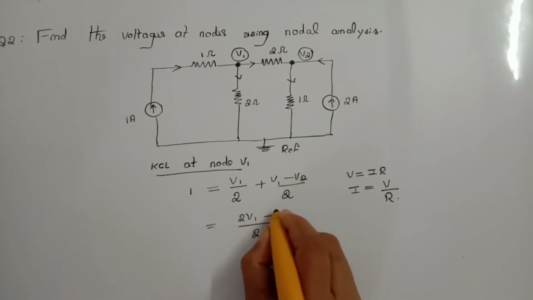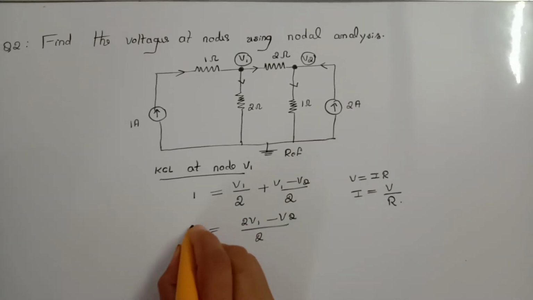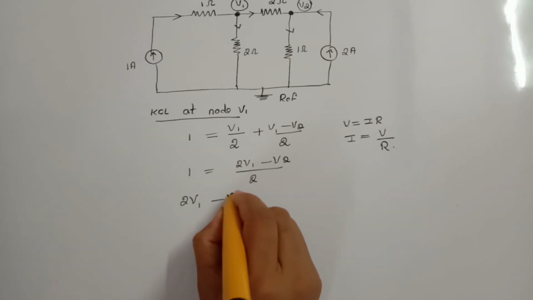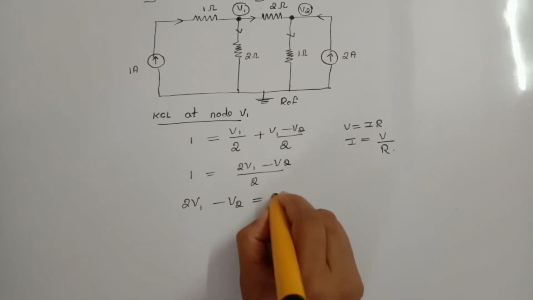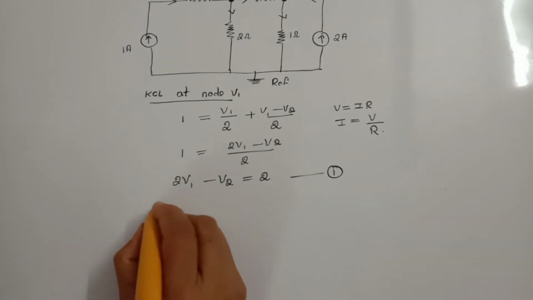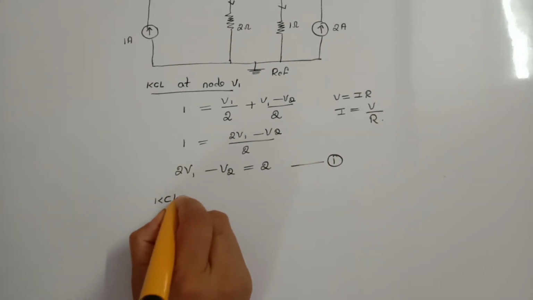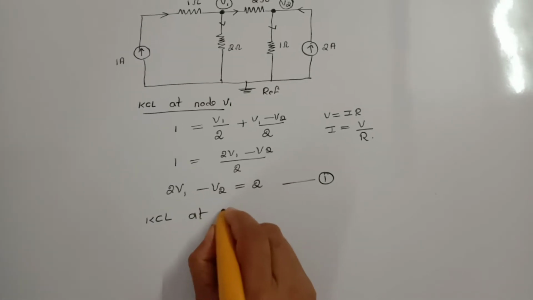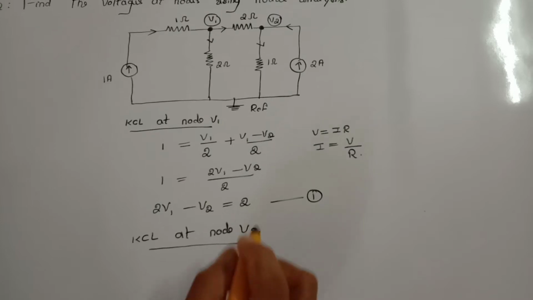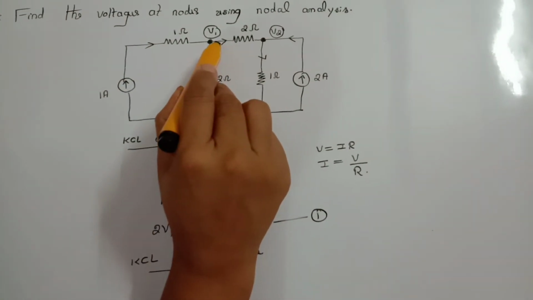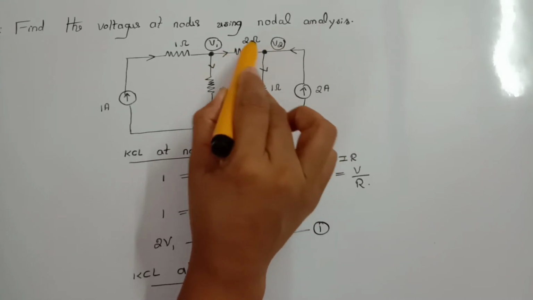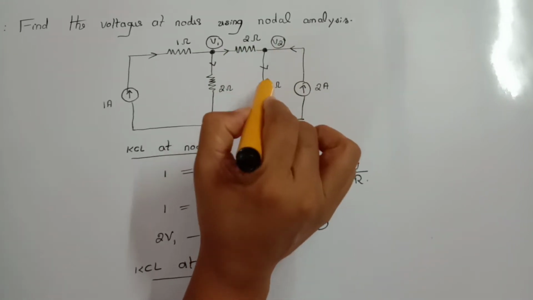2V1 minus V2 is equal to 1, or we can write this as 2V1 minus V2 is equal to 2, the first equation. Similarly, we'll apply KCL at node V2. Now look at node V2. Entering current is this current and one more current is entering. So two currents are entering, one current is leaving.